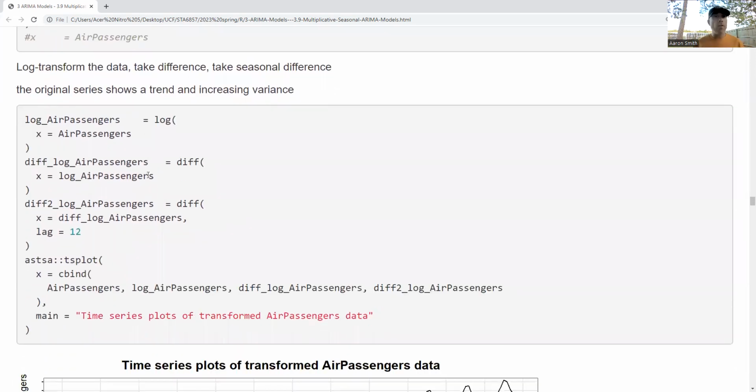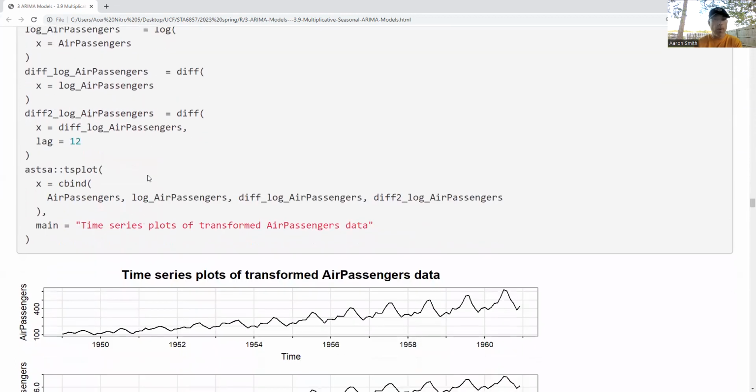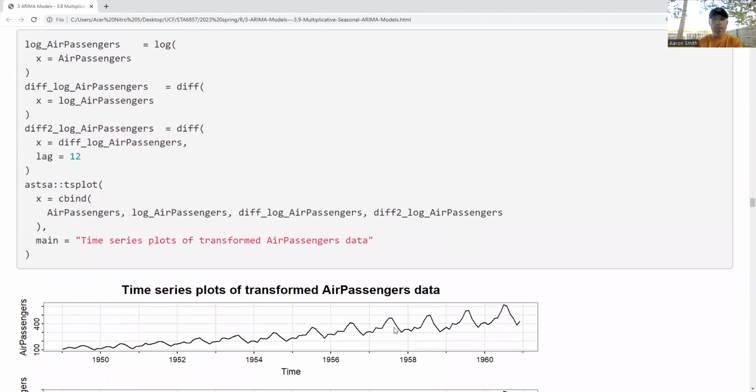All right, so what we're going to do is look at our data and reach a conclusion that I need to do something. So first and foremost, I'm going to look at it. If I look at this plot, I see two things. I see a trend and I see increasing variance as I go from left to right. All right, increasing variance.